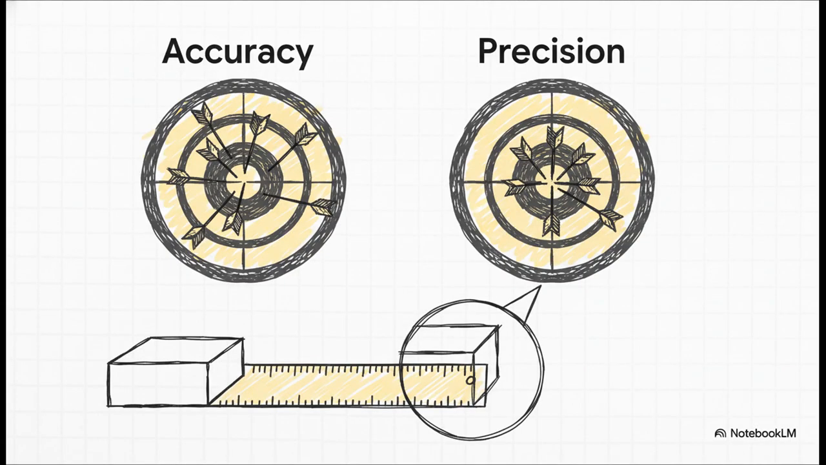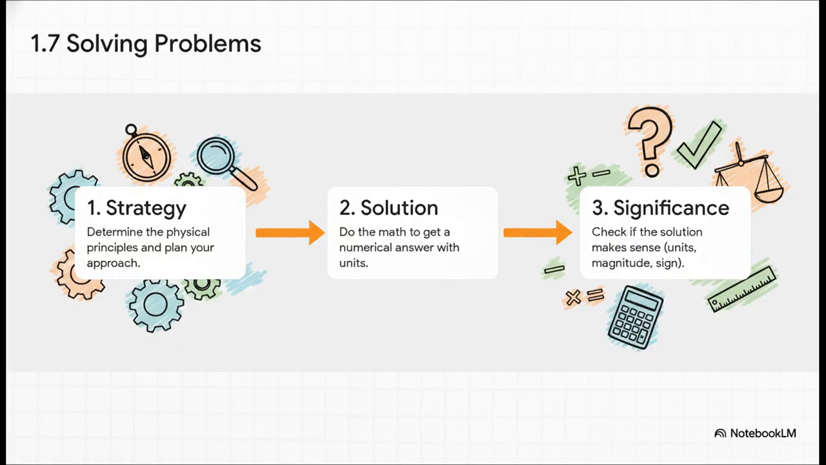Section 1.6 brought us right back to the details of measurement. We defined that crucial difference between accuracy and precision, and we learned that significant figures are how we communicate the precision of our tools in our final answers. And finally, section 1.7 gave us this brilliant framework for solving problems. It's a simple 3-step process. 1, create a strategy. 2, do the math and find the solution. And 3, and this is a big one, always check for significance. Does your answer actually make sense?